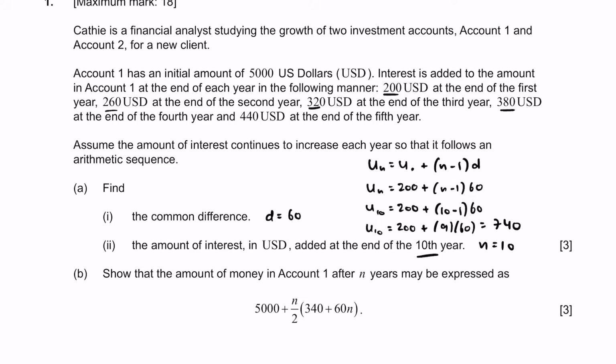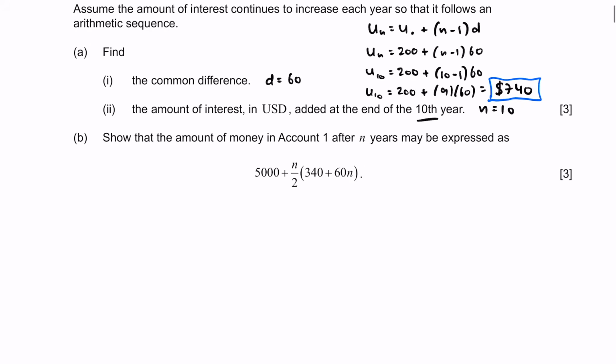740. So in this case, the answer would be 740 USD. So they're adding 740 USD. Maybe I'll write a dollar symbol here. All right. So that would be the amount of interest earned or added to the account in the 10th year. All right. Moving on.